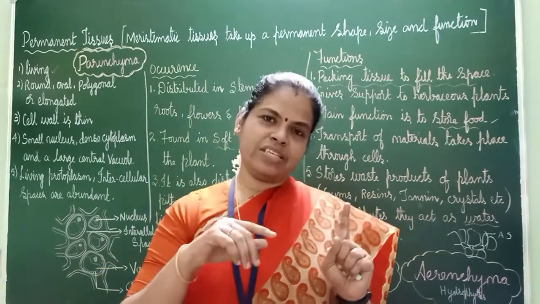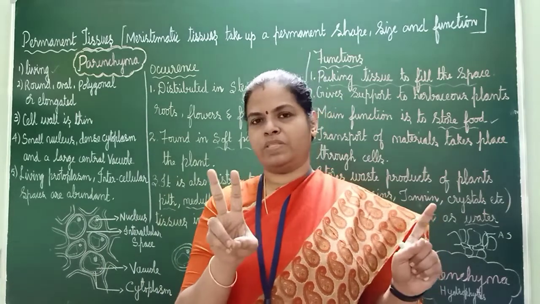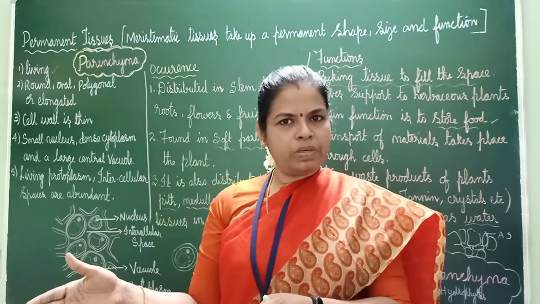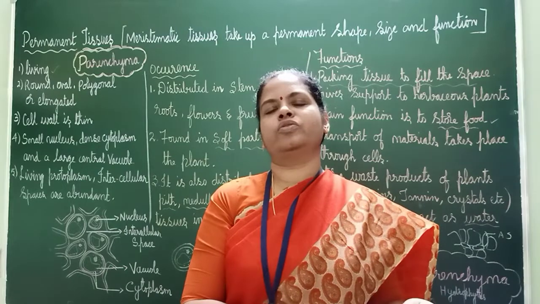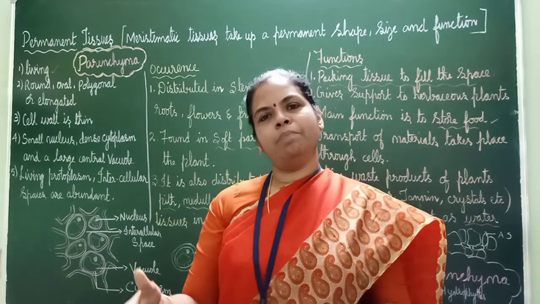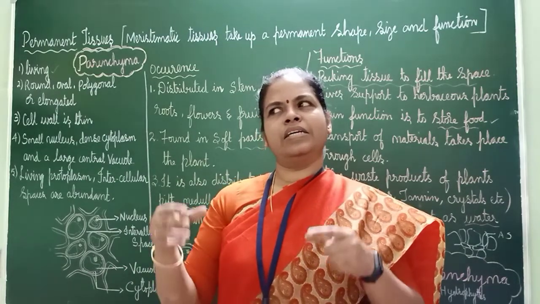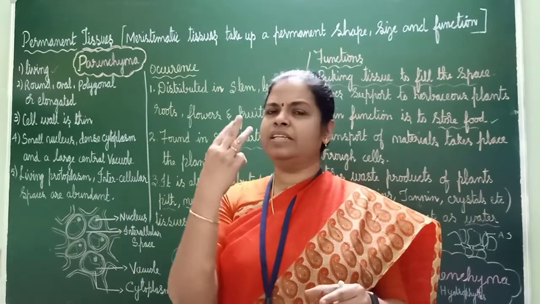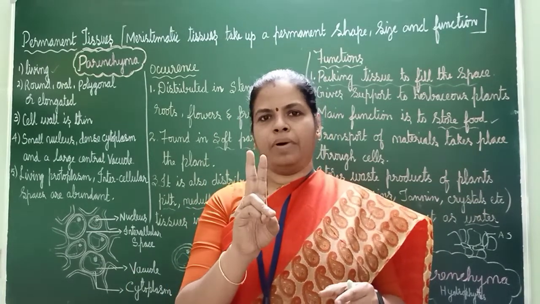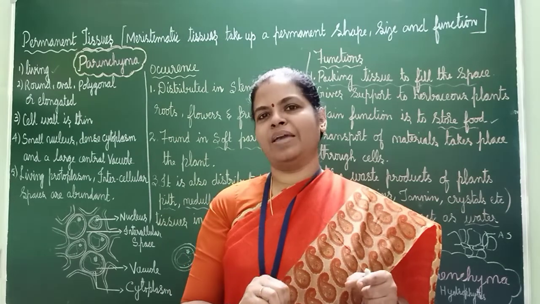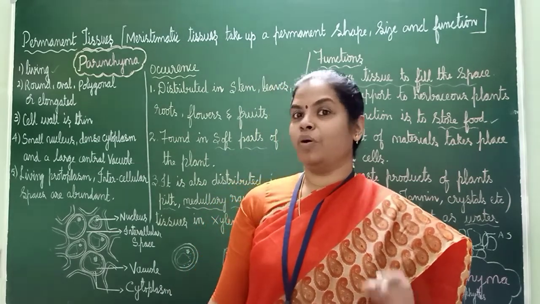And in the classification, do you remember? Permanent tissues are of two types. What are those? Simple permanent tissues and complex permanent tissues. Today we are going to see about simple permanent tissues. And under simple permanent tissues also we have studied three types: parenchyma, collenchyma, sclerenchyma. First we will see about parenchyma.